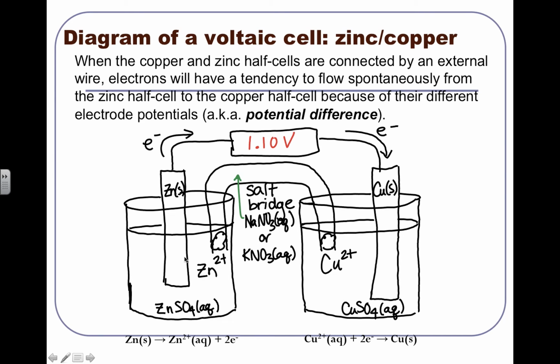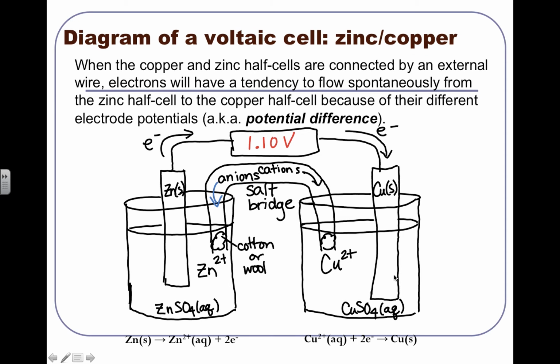So here is your zinc copper cell. Zinc is more reactive, so it is oxidized. The electrons leave the zinc electrode and travel through the external circuit to copper, to the cathode. As these electrons come in, the copper cations are attracted to those negative electrons and gain the electrons and become solid copper.